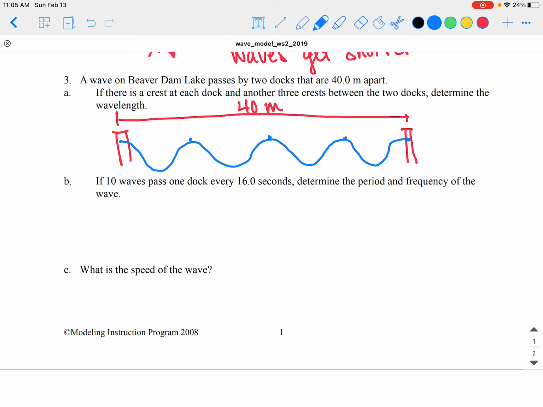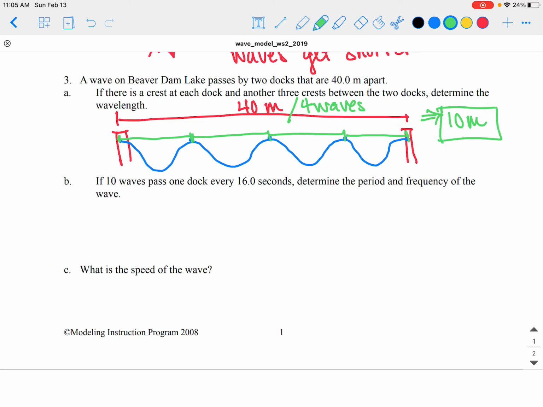Now we need to figure out the wavelength. I'm going to start at a crest and go from crest to crest. I have 1, 2, 3, 4 individual waves within a 40 meter span. So 40 divided by 4 waves gives us an answer of 10 meters per wave.